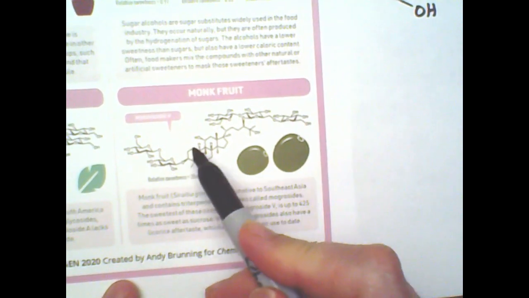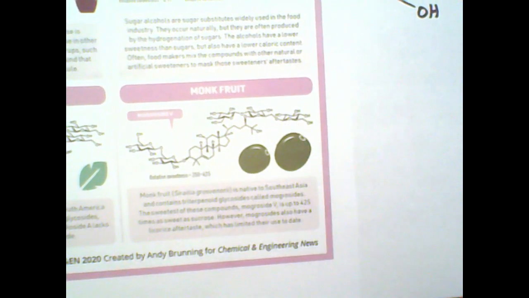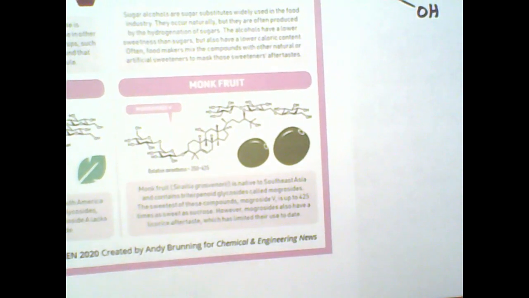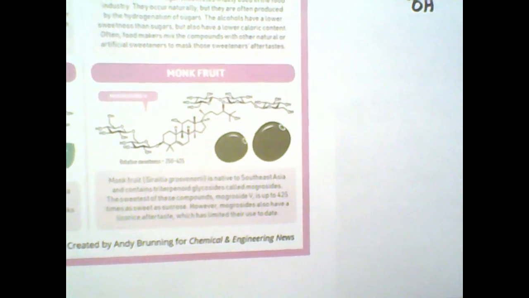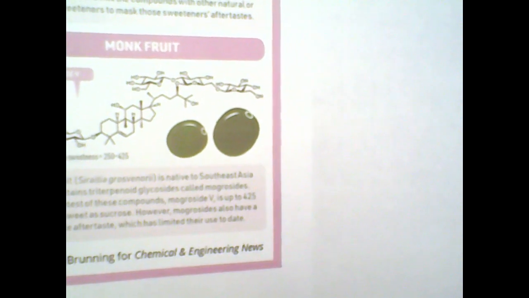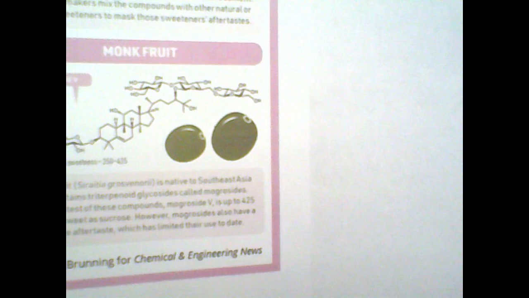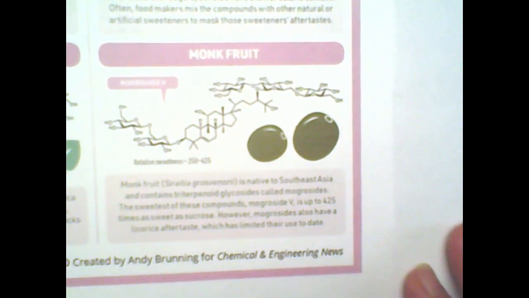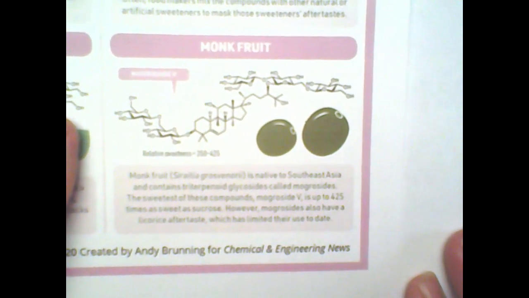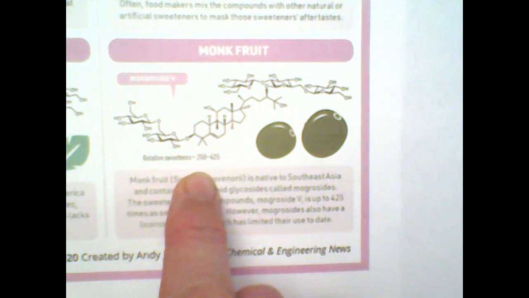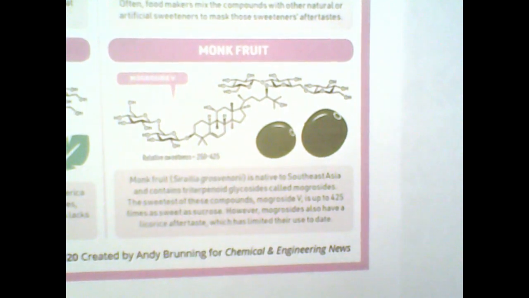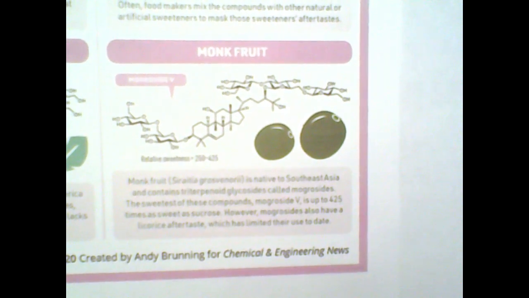Let's take a little more time. Take a look down at this molecule from monk fruit. Monk fruit has a molecule that is considerably sweeter than sugar, a factor of 250 to 425 times in relative sweetness.